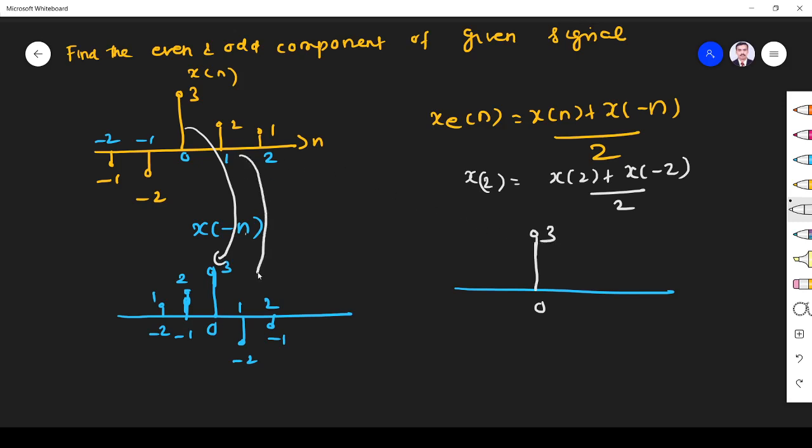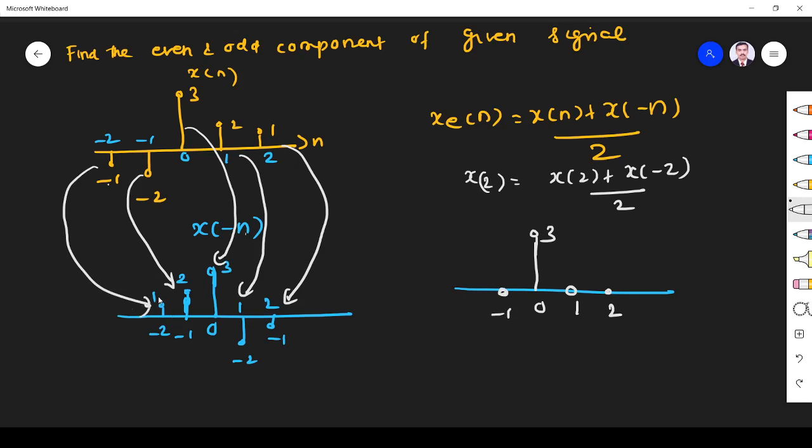Then you add these two. This is 2, this is minus 2, 0. You add these two. 1 minus 1 divided by 2, 0. So this is 1, this is 2. Similarly, you add these two. Minus 2 plus 2, 0. Similarly, you add these two. This is minus 1, this is plus 1, 0. This is what x e of n.